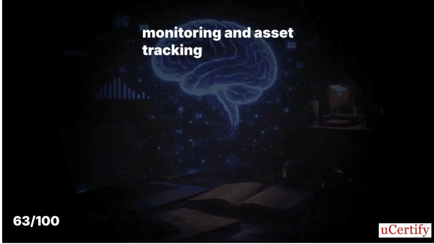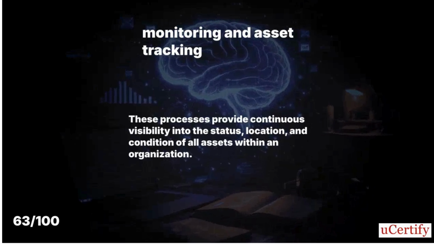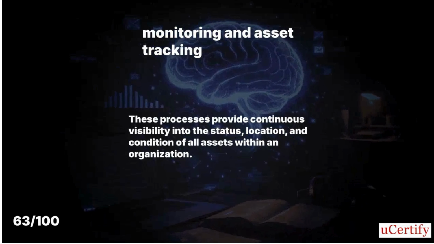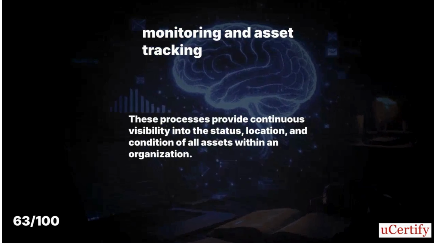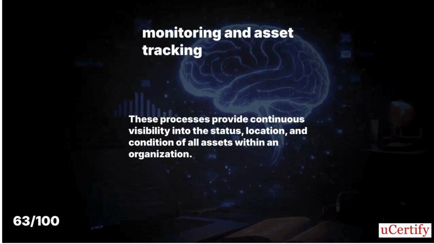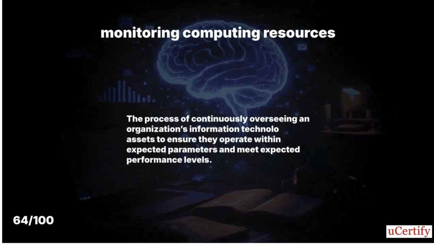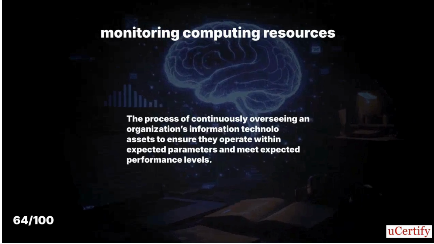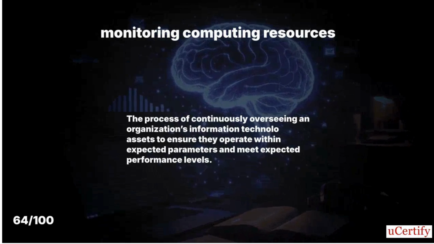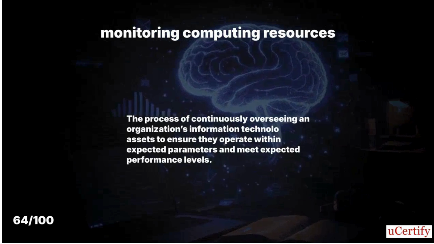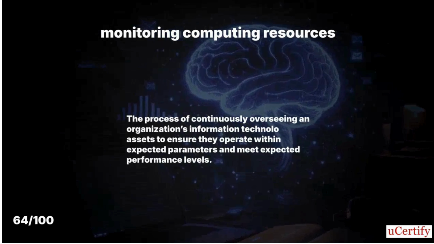Monitoring and asset tracking. These processes provide continuous visibility into the status, location, and condition of all assets within an organization. Monitoring computing resources. The process of continuously overseeing an organization's information technology assets to ensure they operate within expected parameters and meet expected performance levels.